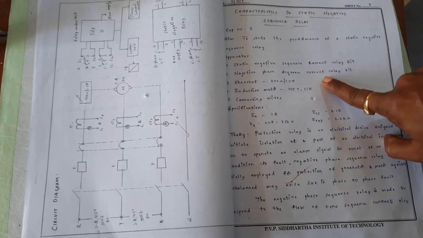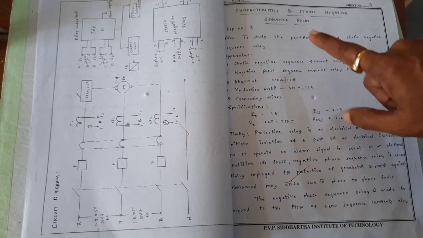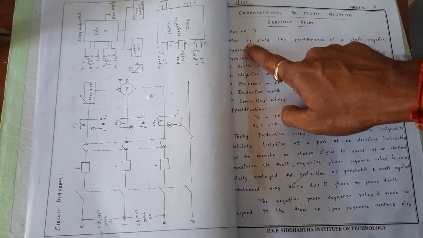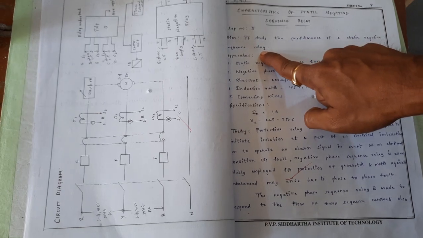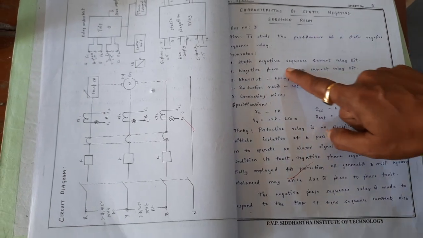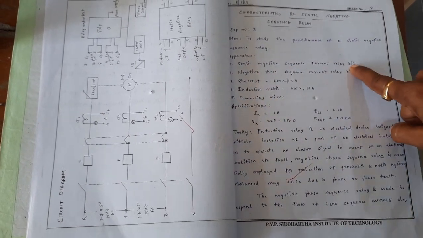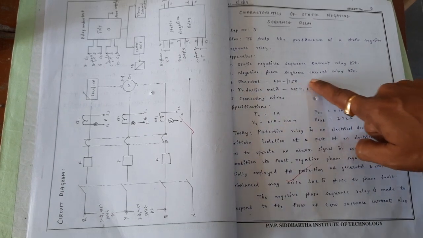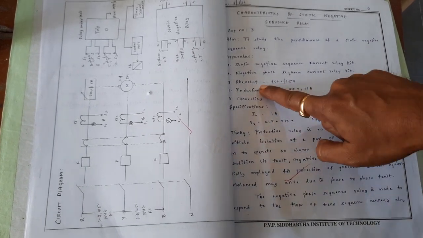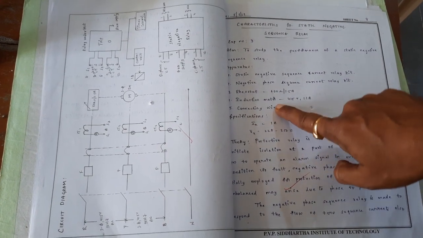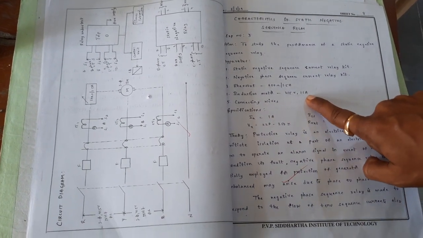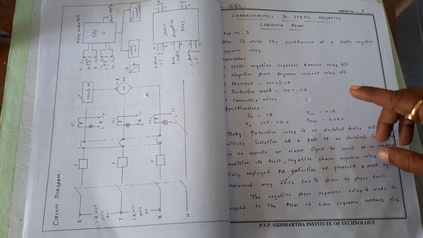This is another experiment. The prime aim of this experiment is to study the performance of the static negative sequence relay. For that we are using a kit, the negative phase sequence current relay kit. We are using one rheostat rated 600 ohms, 1.5 amps, and an induction motor of 415 volts, 1.1 amps, then as usual connecting wires.